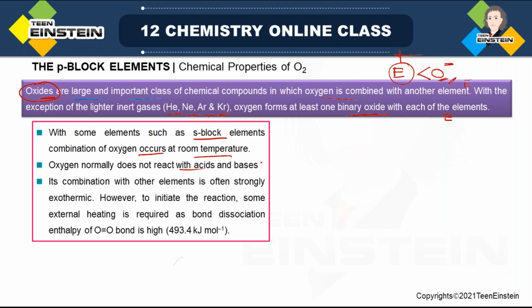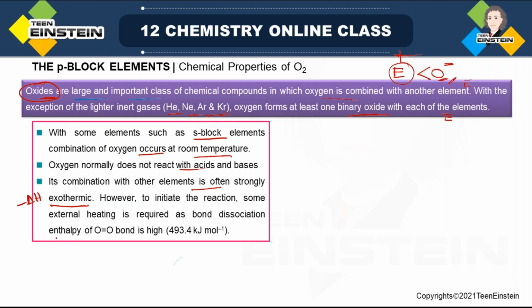Oxygen normally doesn't react with acids or bases. If you simply mix it, there will not be some reaction. Its combination with other elements is strongly exothermic, because we know that this is very reactive. But that does not mean that you don't have to provide any temperature. Exothermic means energy is released, del H is negative.